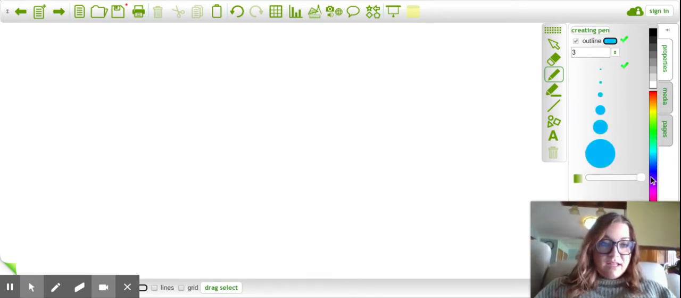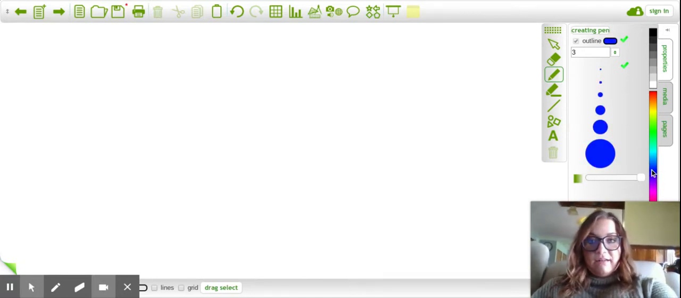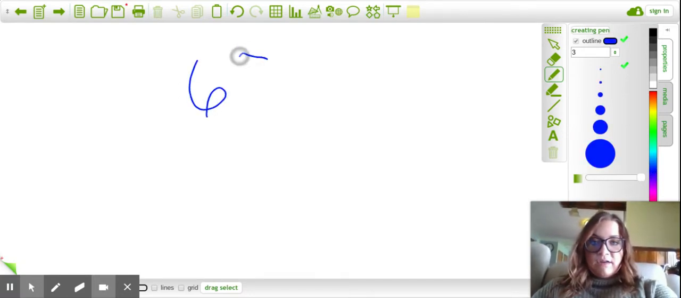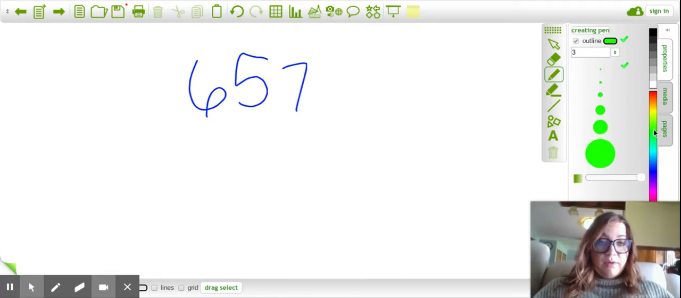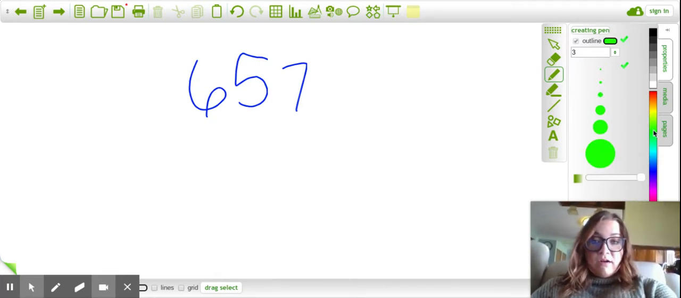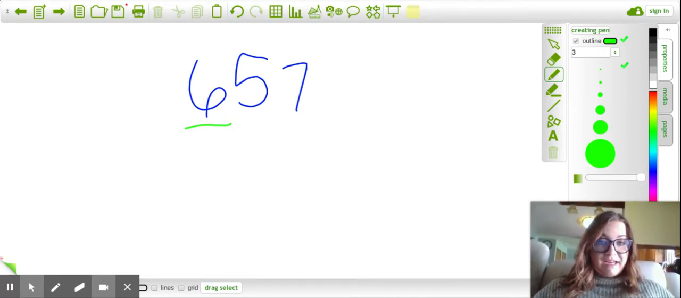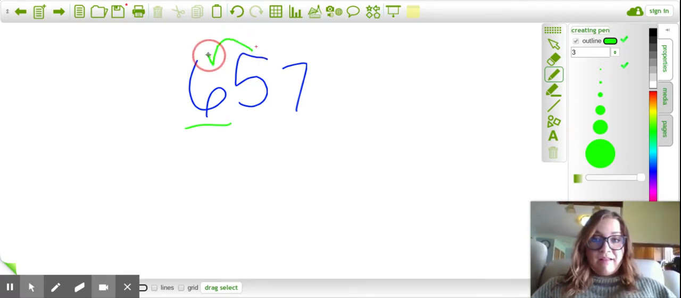All right, let's start with the number in the hundredths place. So 657, let's say. My first thing that I want you to do is underline the digit that you're going to be rounding to. So in the directions, it will say round to the nearest hundred. So I underlined the hundreds place. This digit is either going to stay the same or it's going to go up by one. And his next door neighbor is going to tell him what to do.